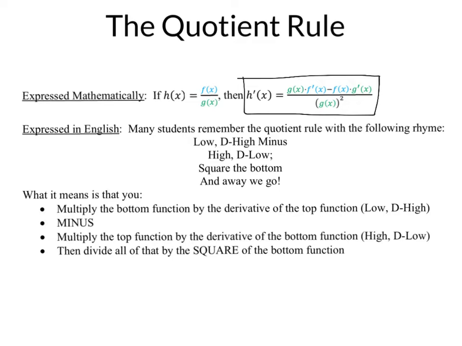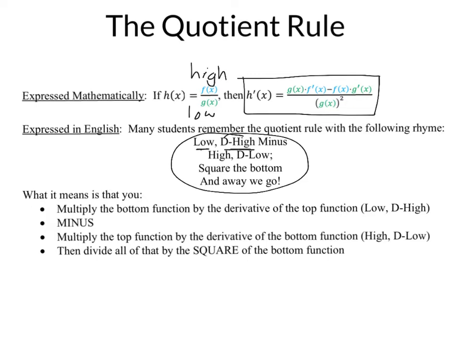And I'll be honest, that formula looks really scary. It looks frightening. And so I'm going to jump right to the sort of English version of this. Many students end up remembering the quotient rule through a rhyme, right? So if you imagine that there is a high function, f of x, that's on top, and a low function, g of x, that's on the bottom, you can use this little rhyme to figure out how to do it. So the rhyme says low d high.